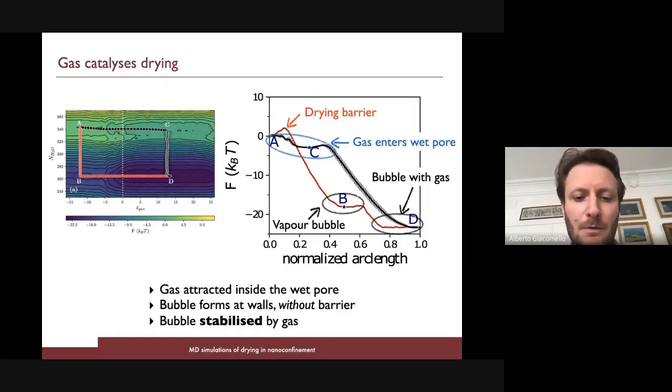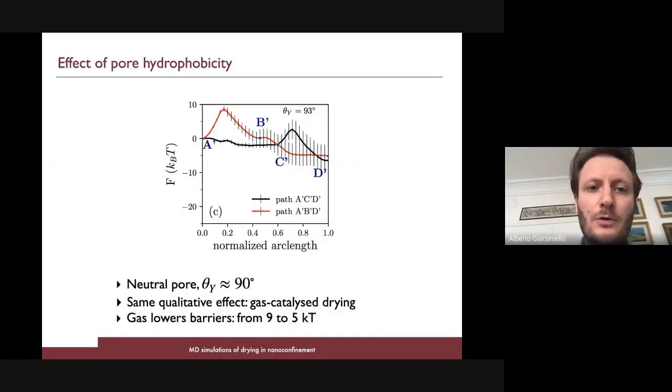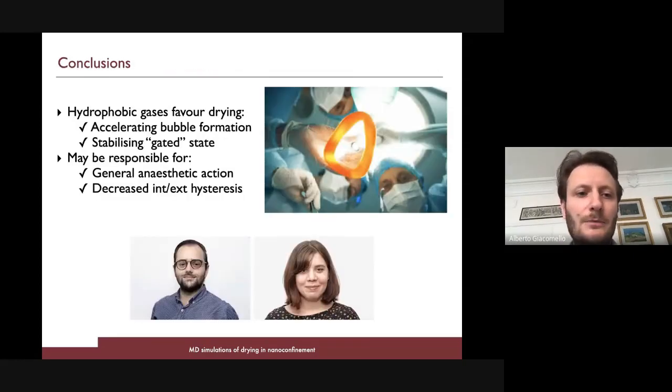So summarizing, the gas is attracted inside of the wet pore, bubbles form at the wall without barrier, and the bubble stabilizes gas as compared to the vapor bubble without gas. So this is the effect of pore hydrophobicity, which I will skip, and I'll jump to the conclusions.